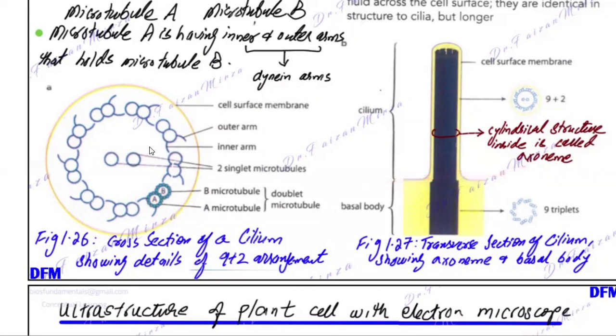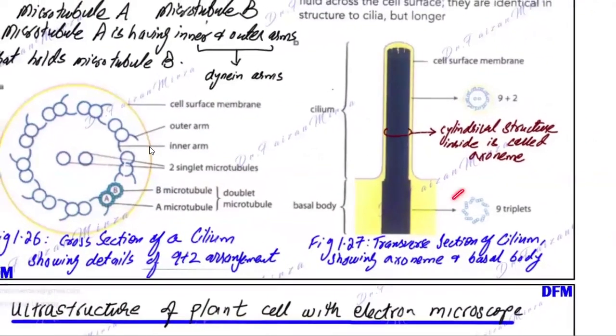Inside the cell, we have a structure called the basal body. The basal body appears to have exactly the same structure of 9 triplets that we discussed in centrioles. So centrioles and basal bodies both have this 9 triplets arrangement. Centrioles are present inside the animal cell near the nucleus, and the basal bodies are present at the base of the cilia and flagella. They both have 9 triplets of microtubules.